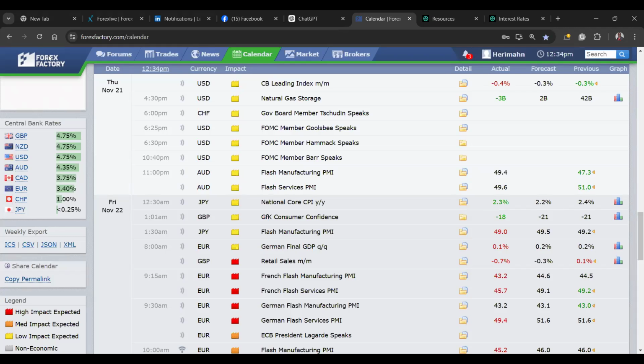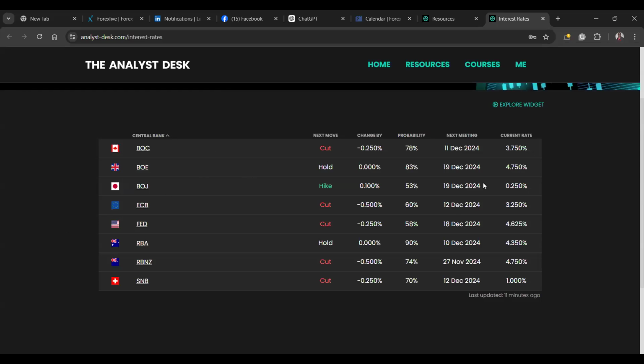And I'll quickly give you a glance at generally what the expectation is and the next meeting. This is a very good snapshot that traders can just look at and then use. The Bank of Canada, for example, is expected to cut interest rates at the next meeting. And by how much? By 0.25%. The probability says how much markets expect this to happen, and about 78% of those measured expect them to cut the interest rate. The next meeting will be on the 11th of December, and this is the current rate, and then you have it for the rest of them.